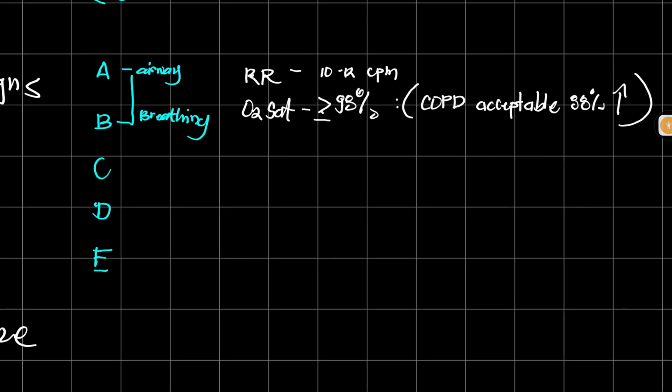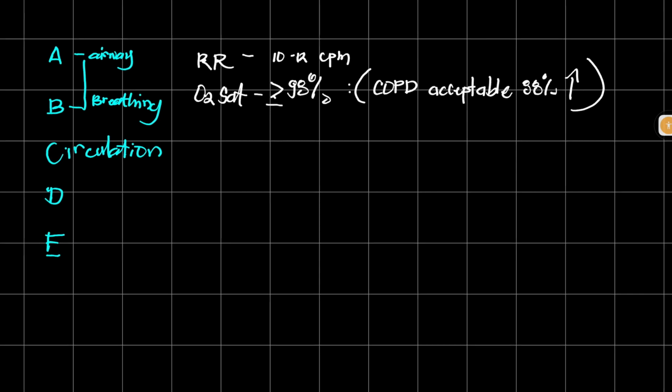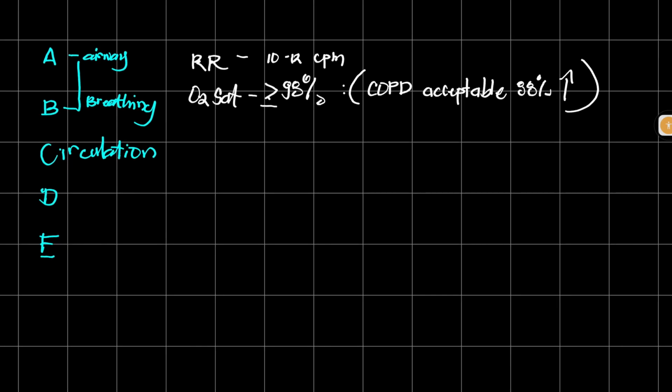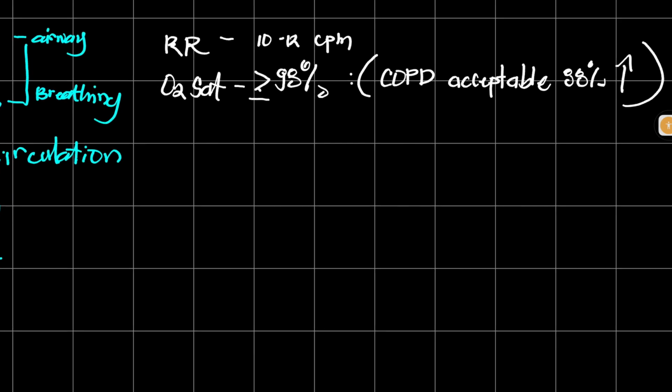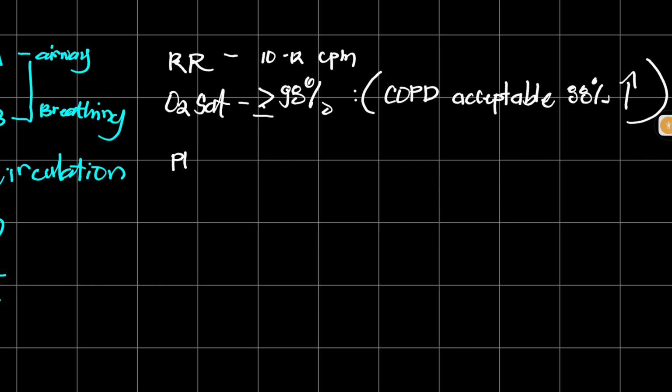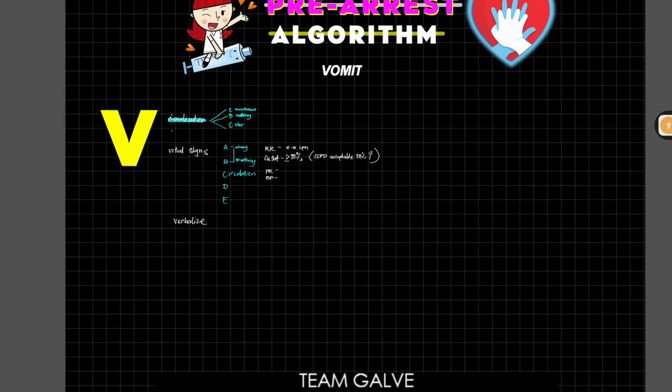Airway breathing, huwag kayo mag-alala. Nasa vital signs pa lang tayo. C stands for circulation. Very good. When it comes to your circulation, what are the key important things that you have to know? That is your pulse rate. Your pulse rate and your blood pressure. All right.